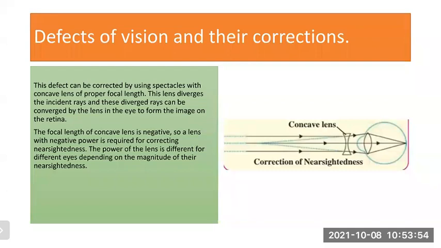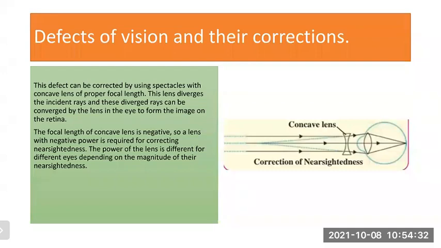Therefore, you can see that so many people are wearing spectacles. You might have heard that some say they have a negative number, some have a positive number. Each and every person's number for the concave lens or whatever specs they are using may vary; it depends on the magnitude of their sightedness. So in this way, myopia can be corrected by using a concave lens of suitable focal length. So this is about the one defect that we have seen.